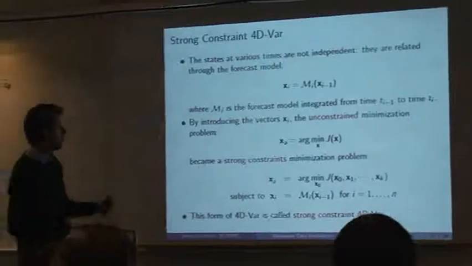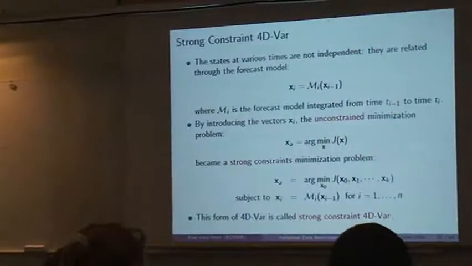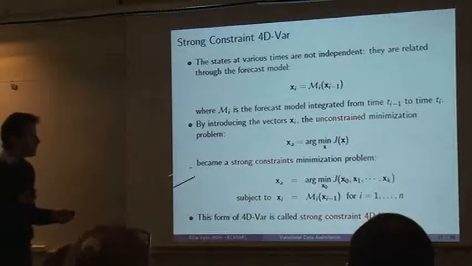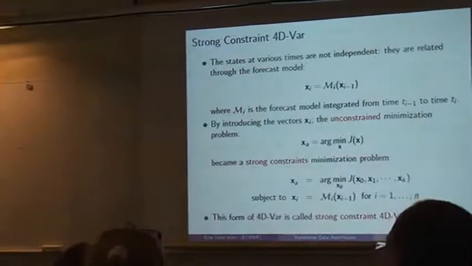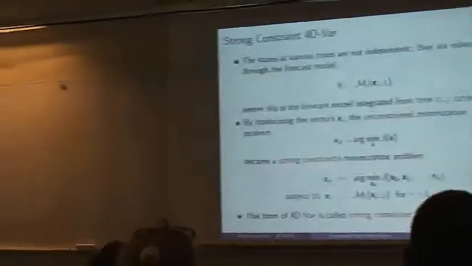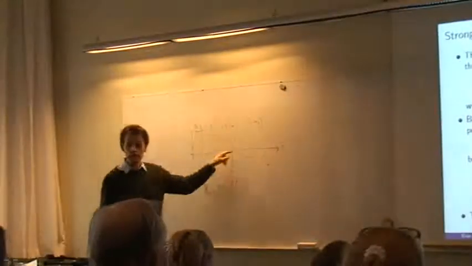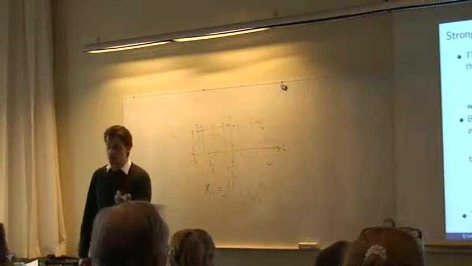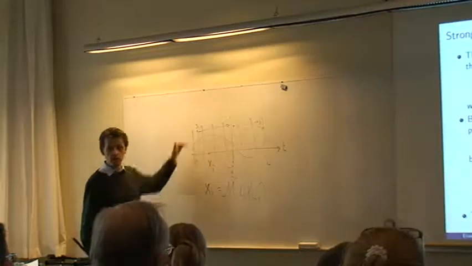And what we're doing here in 4D-Var actually is that we are finding an optimal solution subject to the constraint that a forecast or an integration starting from the initial state follows the model here. So we're not adding any terms or changing any terms in the model. It's just changing the initial conditions and then integrating the model forward.